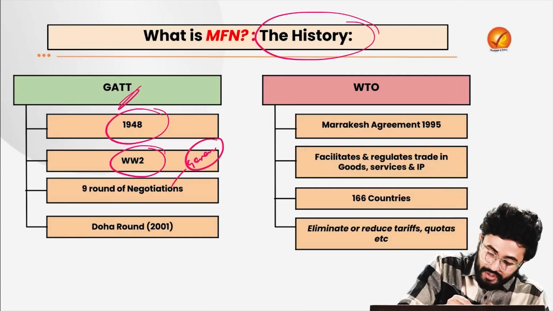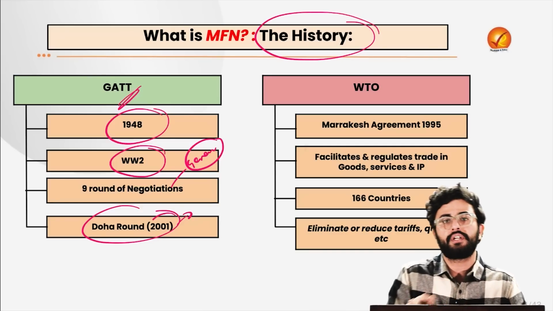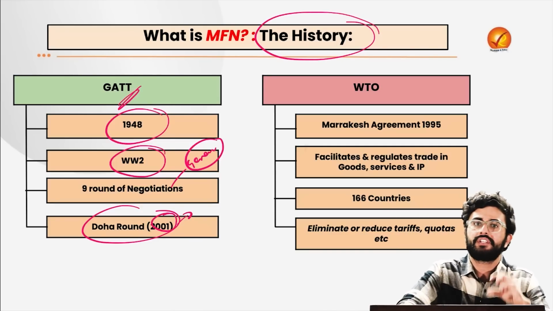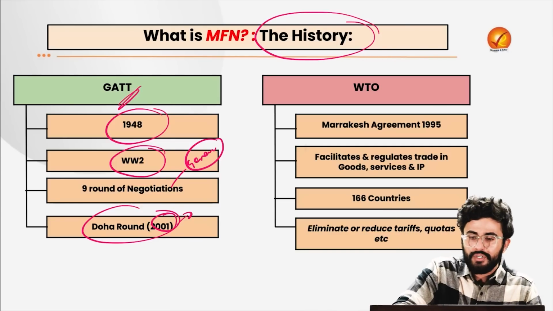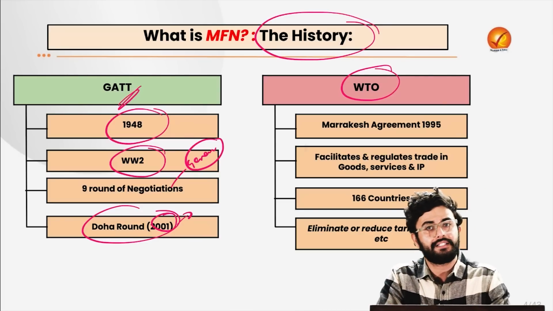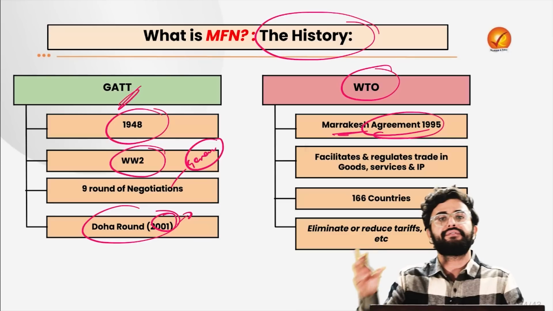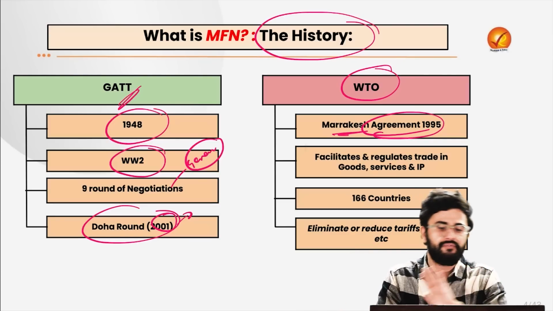The last one was actually the Doha round, which has been continuing since the year 2001. However, the function of this General Agreement on Tariffs and Trade was actually overtaken or supplemented by the creation of the World Trade Organization through an agreement called the Marrakesh Agreement in 1995. Marrakesh is basically a city in the country of Morocco.